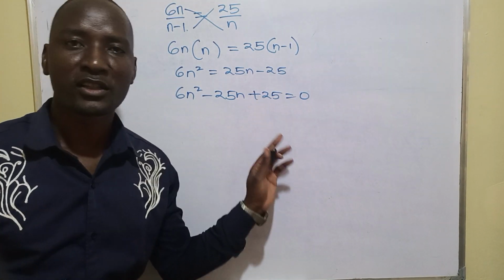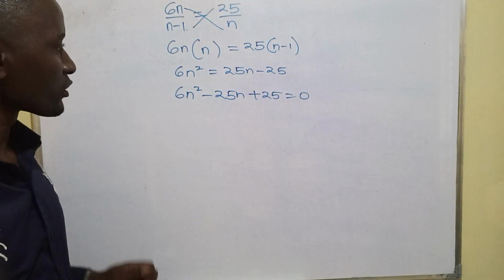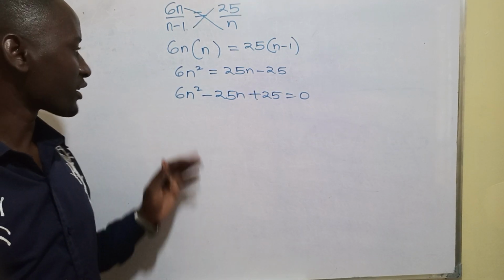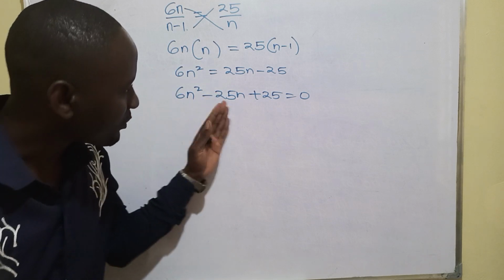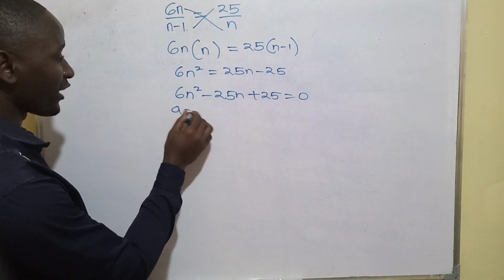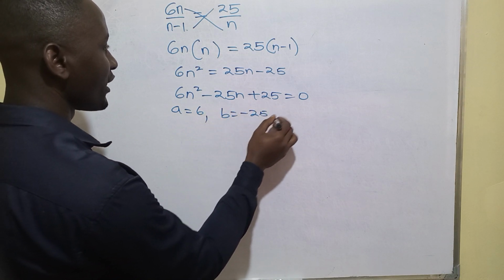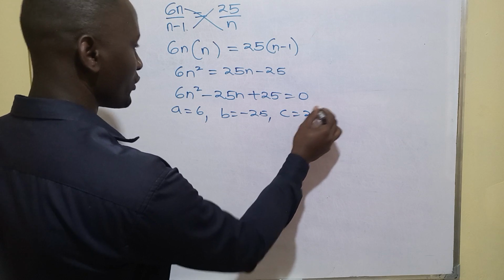After this, you need to identify the values of a, b, and c, because we know that a quadratic equation is always in the form ax squared plus bx plus c equals 0. So in this case, the value of a will be 6, the value of b will be negative 25, and the value of c is 25.